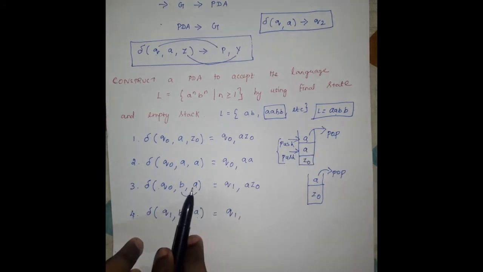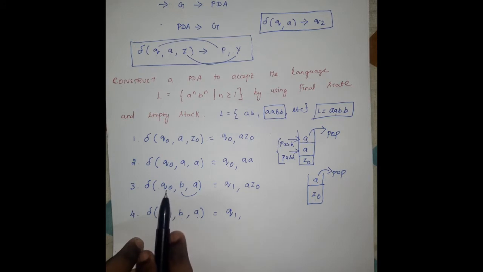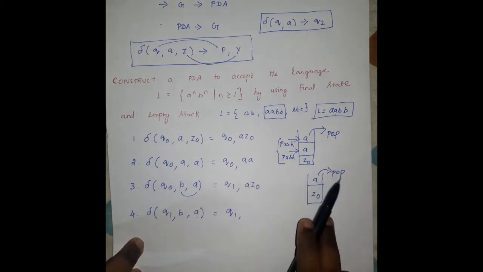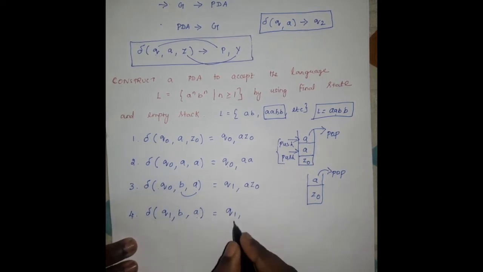For B, the top element A is popped from the stack. So here the operation is changed from push to pop. That's why the state is changed from Q0 to Q1. Now the same operation, pop, is performed. That's why the state is not changed from one state to another. The state remains in the same state itself. So Q0 goes to the same state Q0, that is a self state.